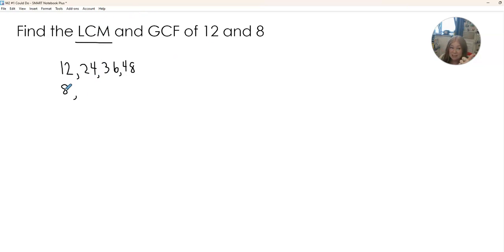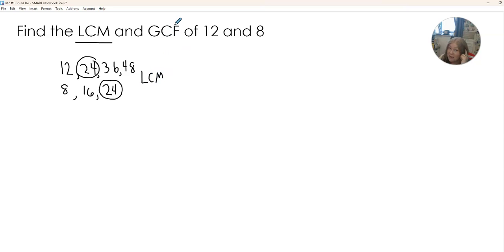8 times 1 is 8. 8 times 2 is 16. 8 times 3 is 24. And I can actually stop right there because now I see the littlest number that they have in common. So the littlest number that they have in common when we multiply. So the LCM is 24.